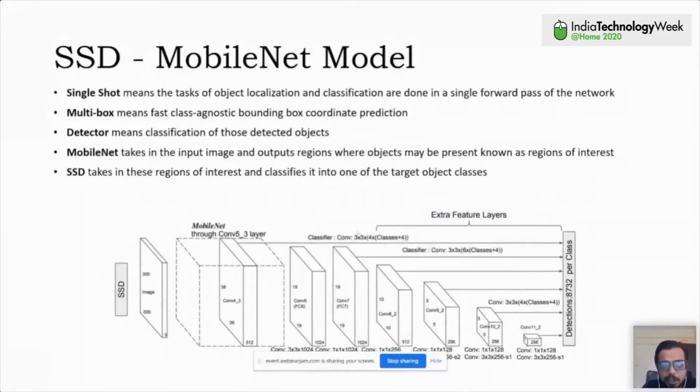So if you calculate overall with the classes this model was trained on, so basically this model was trained on the COCO dataset, which was open sourced by Microsoft. It has over 80 classes to it. And if you calculate and get the final value, you will end up with 8732 anchor boxes per classifier. And then what we do, we apply a non-max suppression technique on top of it.